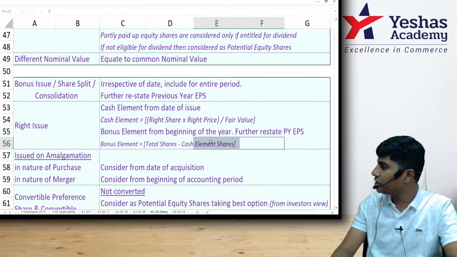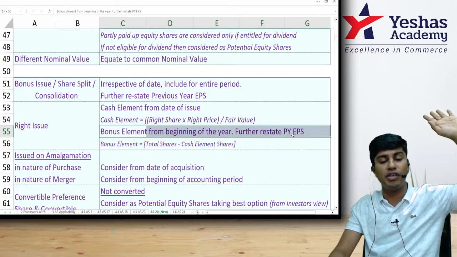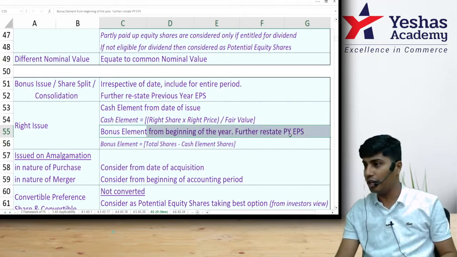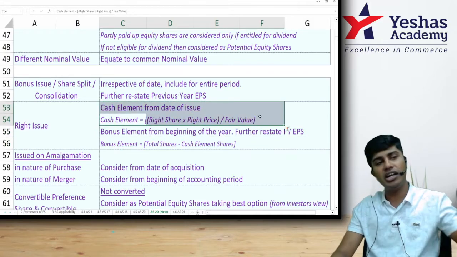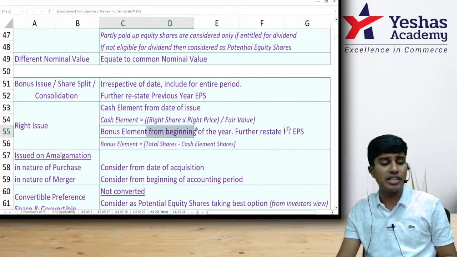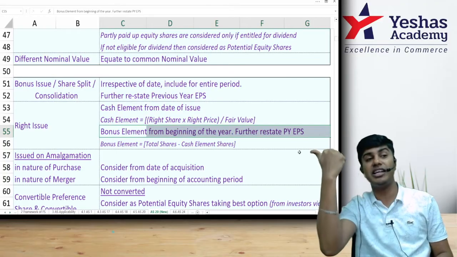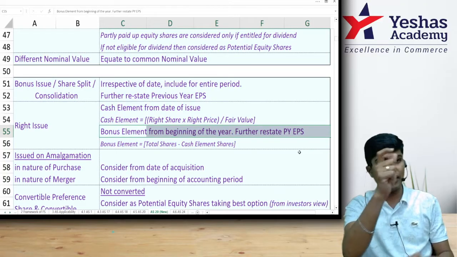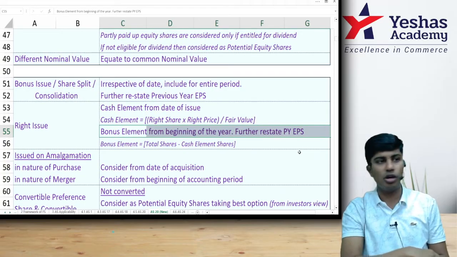This bonus element shares, you take for the entire period from the beginning till the end of the year, irrespective of the date of rights issue. However, the cash element shares you take from the date of rights issue. And because this bonus element is free shares given, we need to restate our previous year EPS, taking this bonus element in the denominator for previous year EPS. That will be the adjusted EPS or restated EPS.